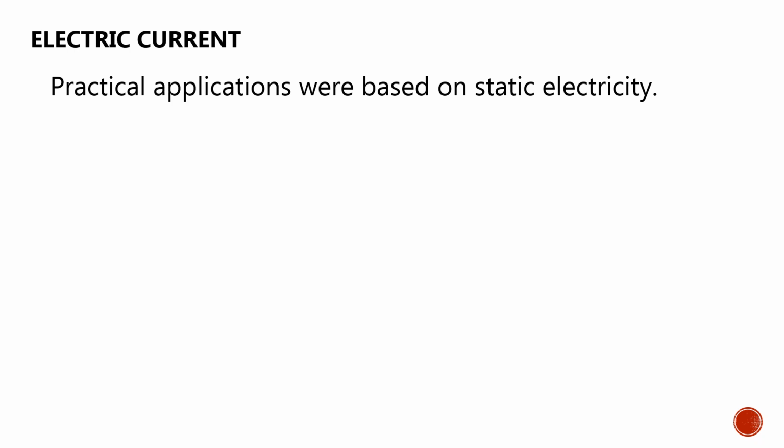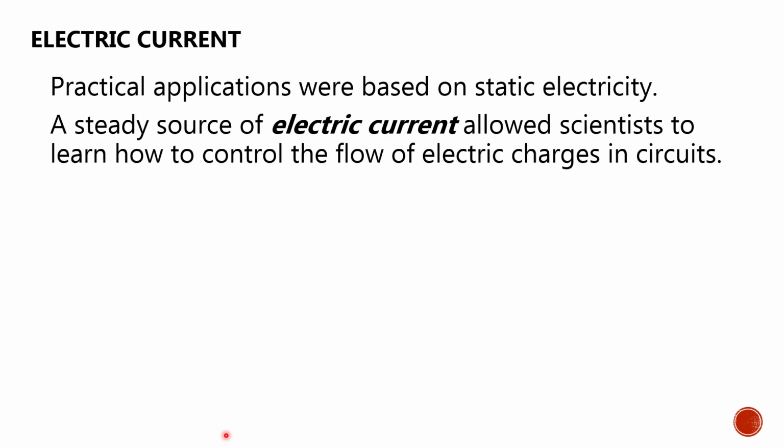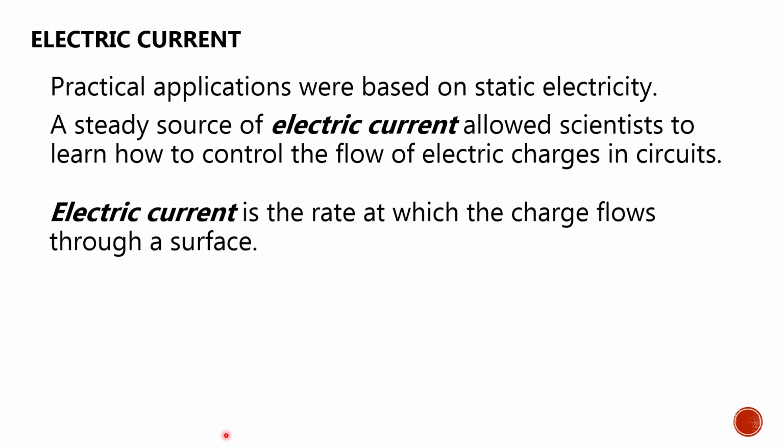We now move on to electric current, the foundation of circuit analysis. Practical applications in electricity-related topics were based on static electricity. A steady source of electric current allowed scientists to learn how to control the flow of electric charges in circuits. Electric current is the rate at which a charge flows through a surface, or if we have a wire, through a cross section of the wire.